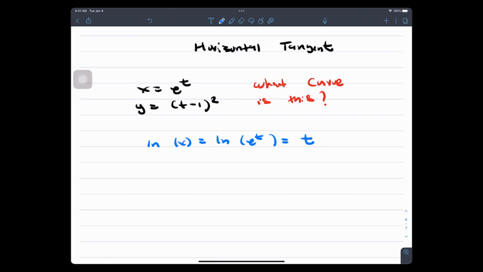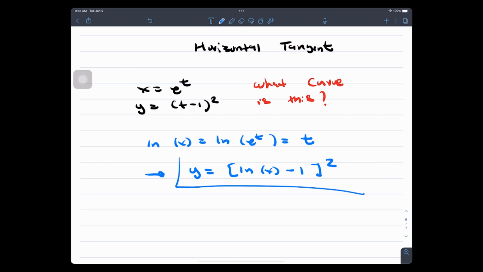Is that right? So what does that mean? Y is what? Natural log x minus 1 what squared? Just so you guys know, so that's the curve they're talking about, by the way.